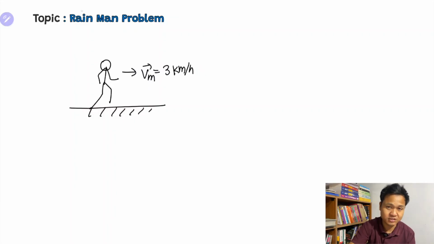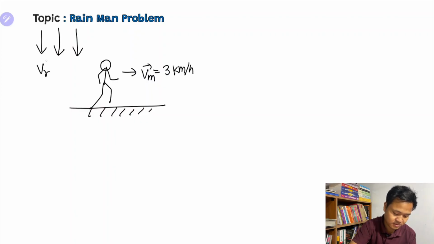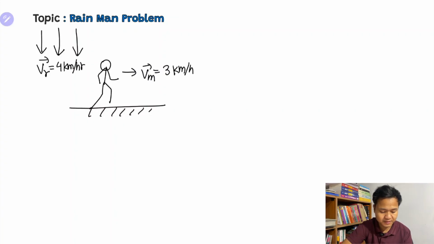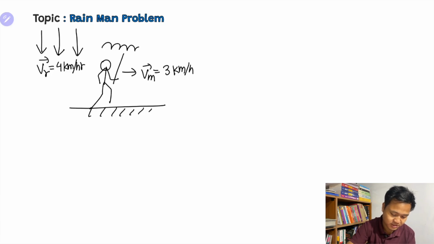So rain is falling vertically. Let's say the velocity of rain is 4 kilometer per hour. He is holding an umbrella. So the question is, at what angle with the vertical should he hold his umbrella so that he does not get wet? Okay, that is the question.